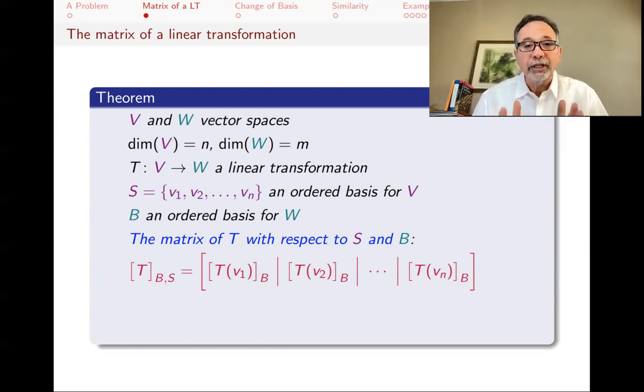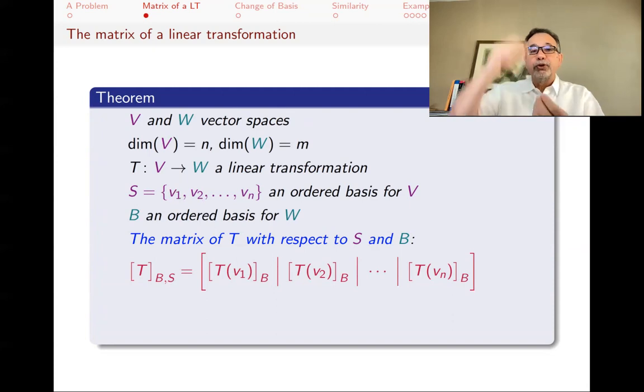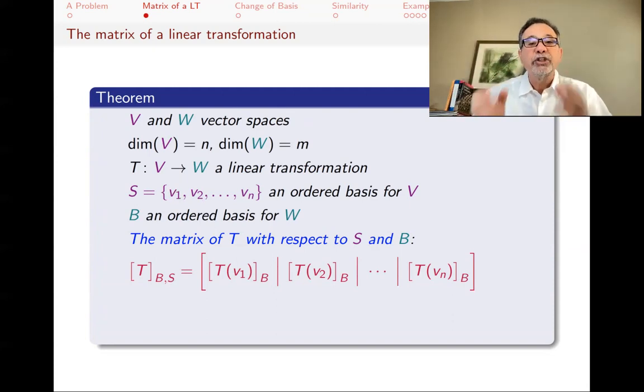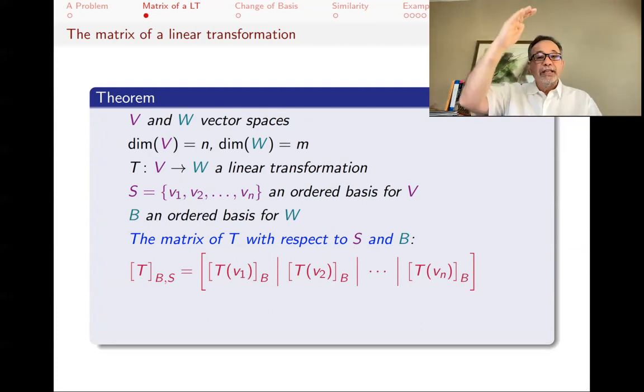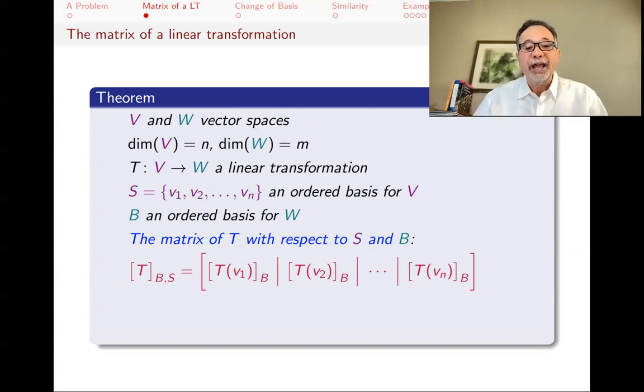You find its coordinate vector with respect to B, which will be a bunch of scalars that you need to write T of V1 in terms of elements of B. Those scalars give you a column vector in Rm, and that will be your first column. For the second column, you go to V2, send that over, find T of V2, find the coordinates of T of V2 with respect to B, and that will be your second column, and so on. Again, we have talked about this in detail in previous videos.